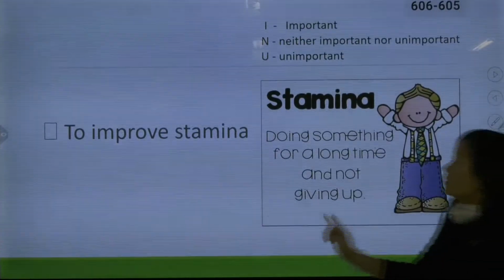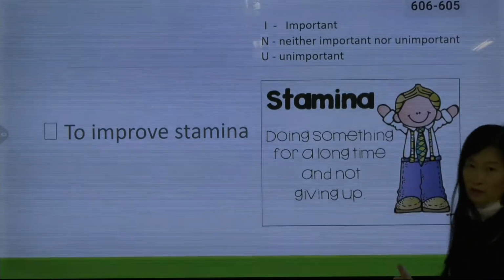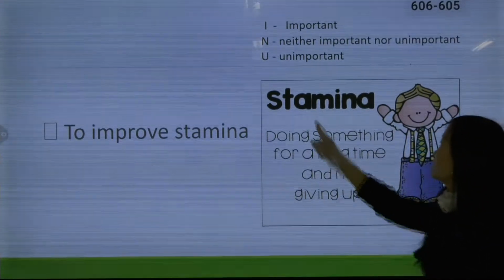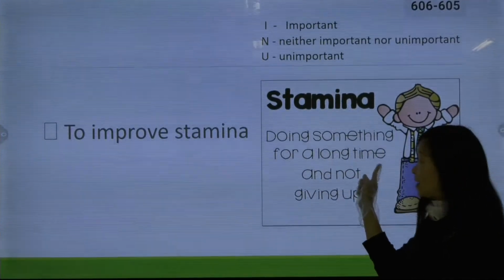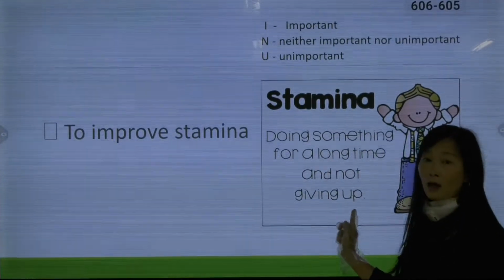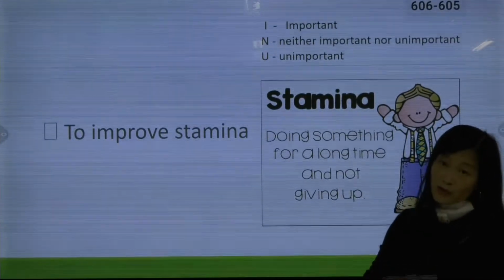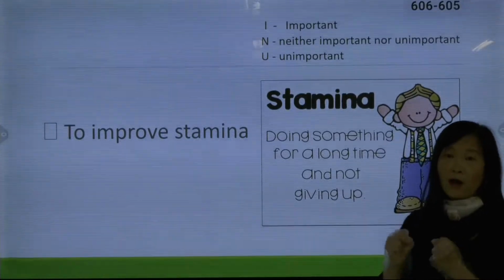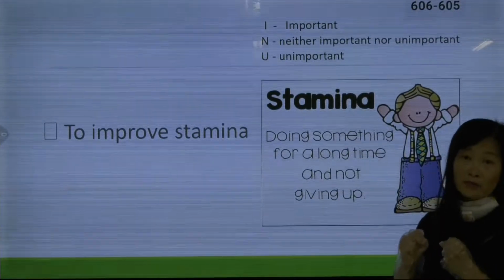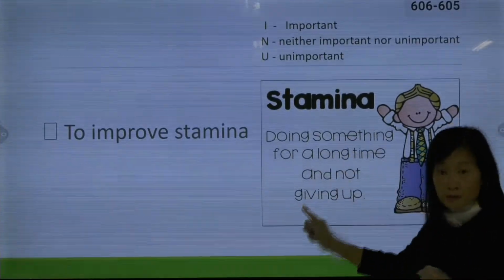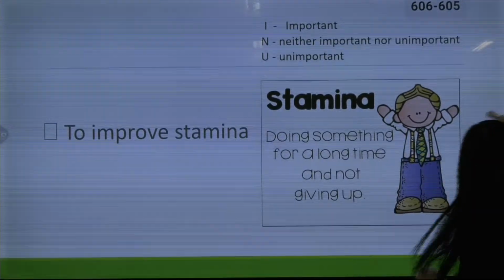And to improve stamina, look at what is, this is a new word to us, many of us, stamina. Doing something for a long time and not giving up. You're doing something for 5 hours, 10 hours, 1 day, 2 days, but still, it's hard, but I insist to do this. I keep on doing this. I do not give up. That is stamina. So, sports. Do you think it is important for helping you with this point?